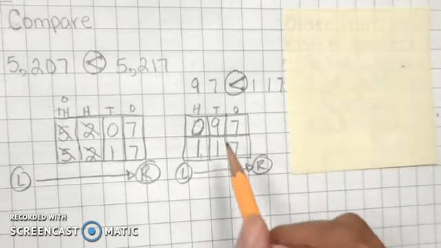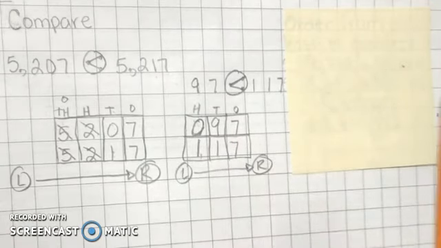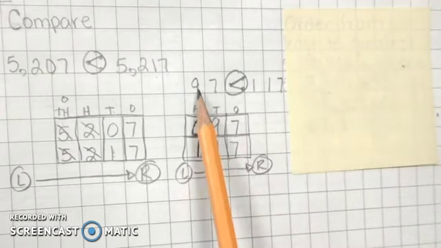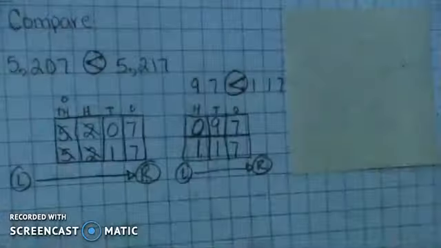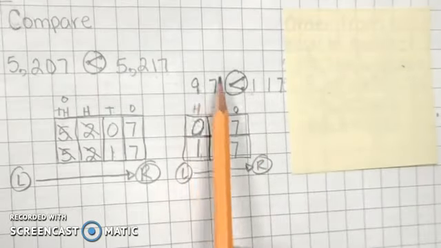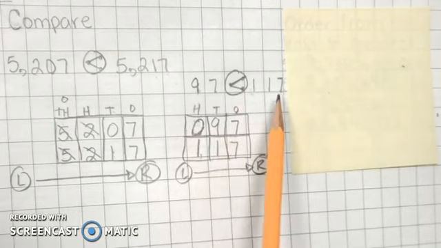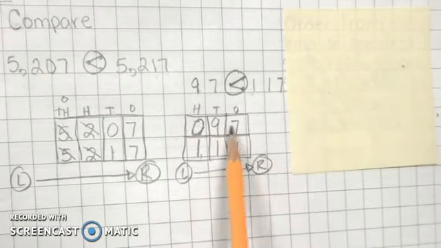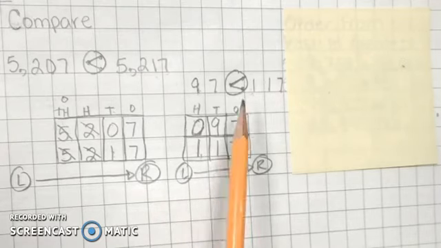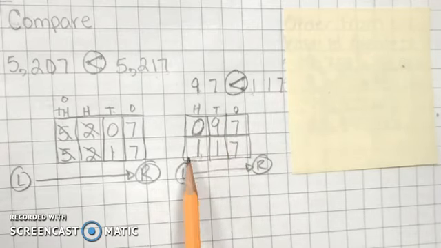See, this is why the place value chart is so helpful, because a lot of students could sometimes make the mistake and just look at the very first digit, and see that 9 is greater than 1, and say that 97 is greater than 117. And that's incorrect. So that's why I'm requiring that you always put your digits in a place value chart.